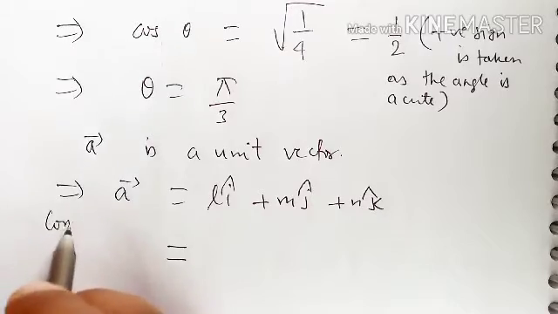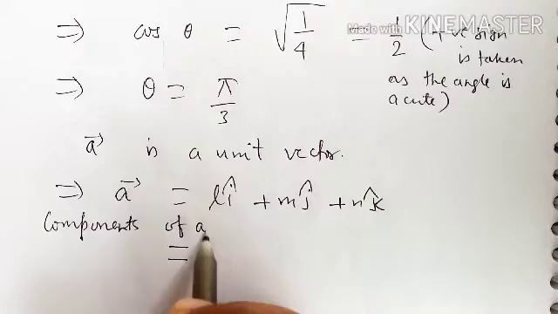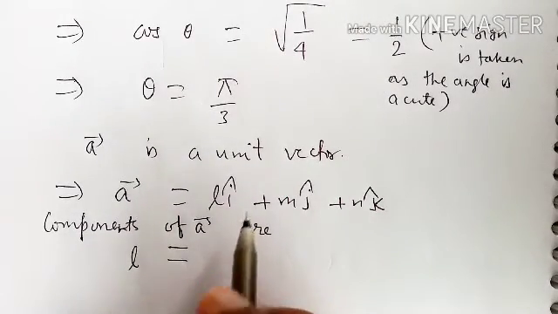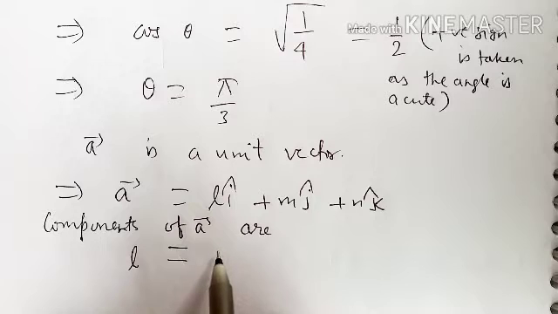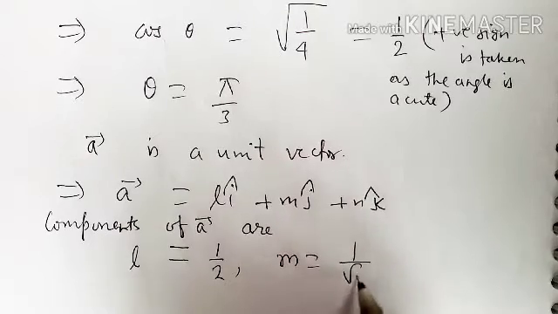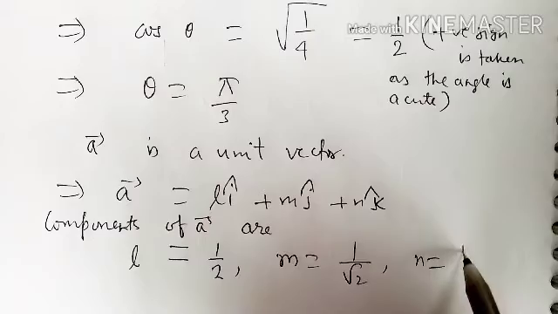So we can say that the components of vector A are l, which we have found is cos pi by 3, which is 1 by 2, m, which is cos pi by 4, which is 1 by root 2, and n, which is cos pi by 3, which is 1 by 2.